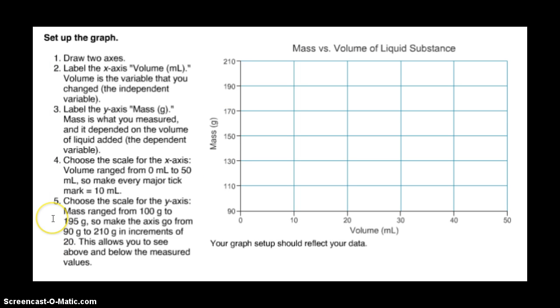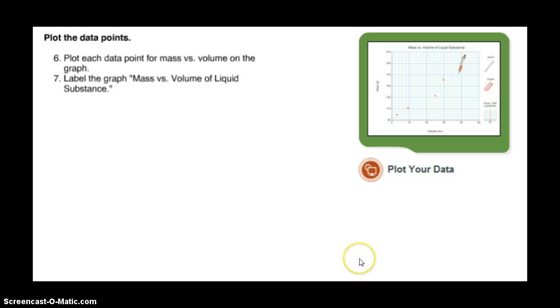All right, so I said choose the scale for your y-axis. Mass ranges from 100 grams to 195 grams. So make sure the axis goes from 90 to 210 to include the 195. This allows you to see above and below what is measured. Plot each data point for mass versus volume on the graph. Label the graph mass versus volume of liquid substance.